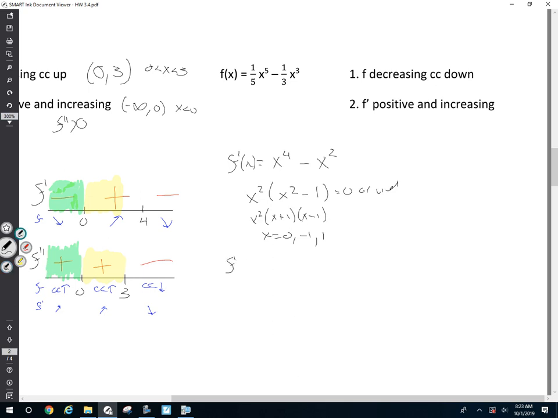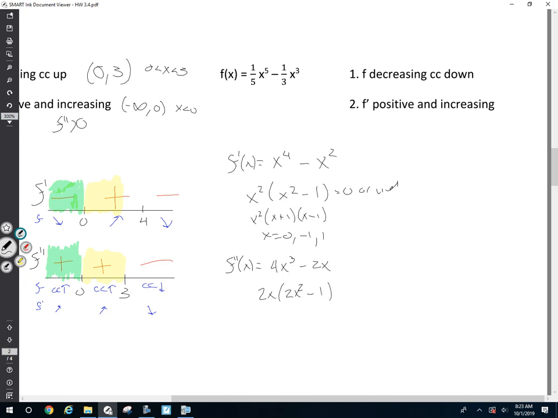Second derivative, 4x cubed minus 2x. Factor out a 2x, and I get 2x squared minus 1. I get 0 and 1/2. Oh, that's not right. 2x times 2x squared is 4x cubed.